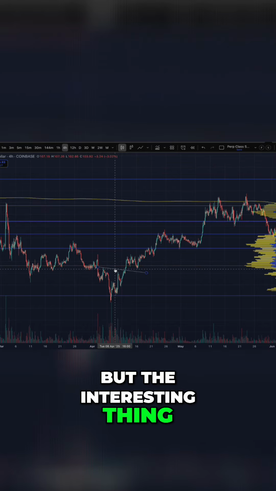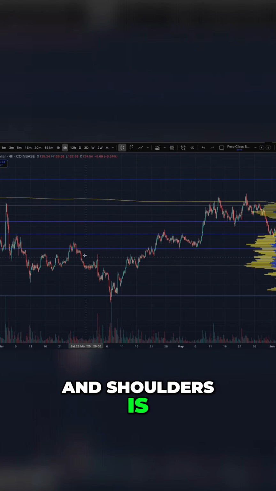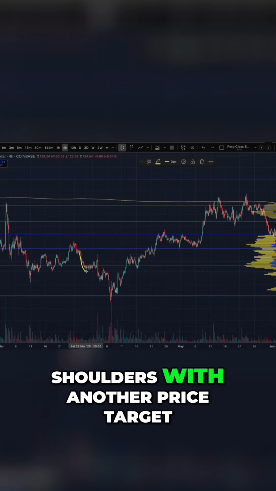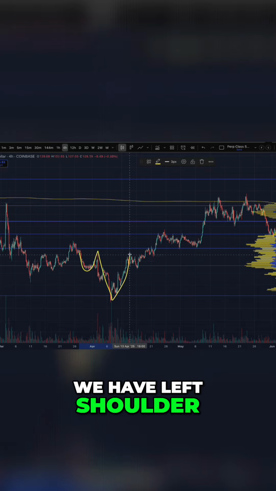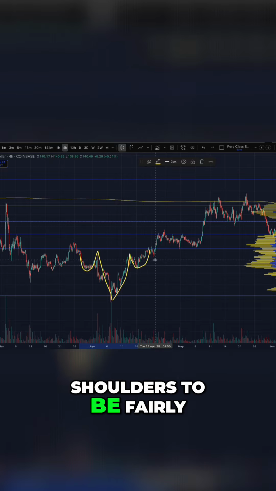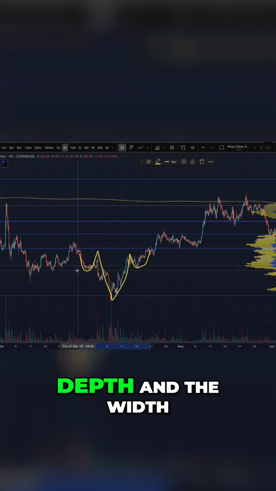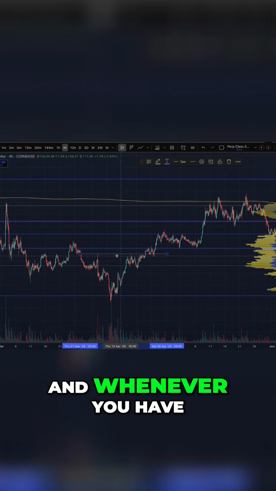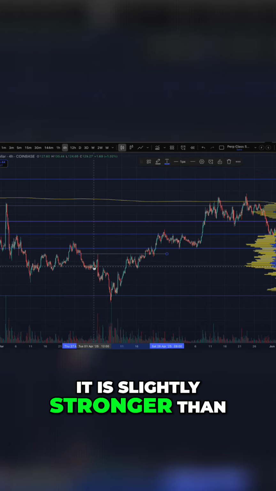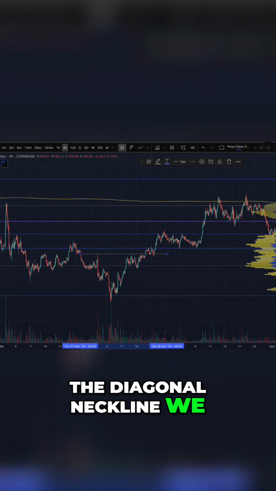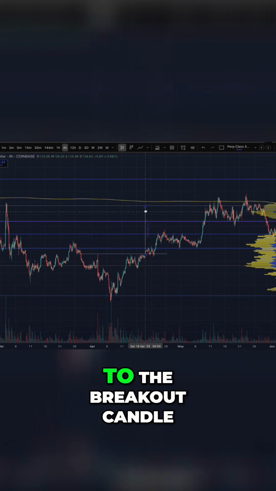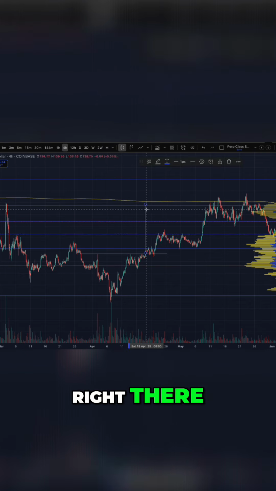But the interesting thing about this inverse head and shoulders is as it formed, we actually got a larger inverse head and shoulders with another price target. So we have left shoulder, bigger head, and the right shoulder. We generally want these shoulders to be fairly similar in size in terms of the depth and the width of the shoulders. And whenever you have an inverse head and shoulders with a horizontal neckline, it is slightly stronger than, say, the diagonal neckline we had here. And if we map that out like so to the breakout candle right there, where does that bring us?